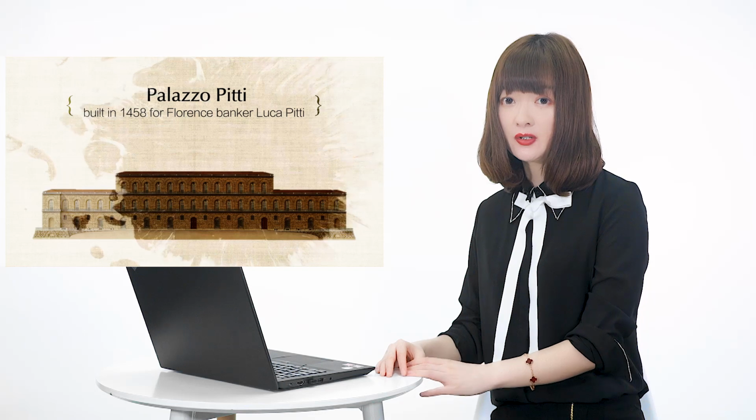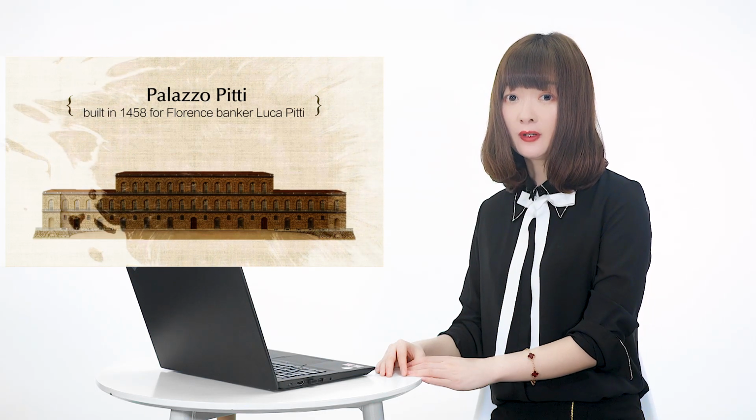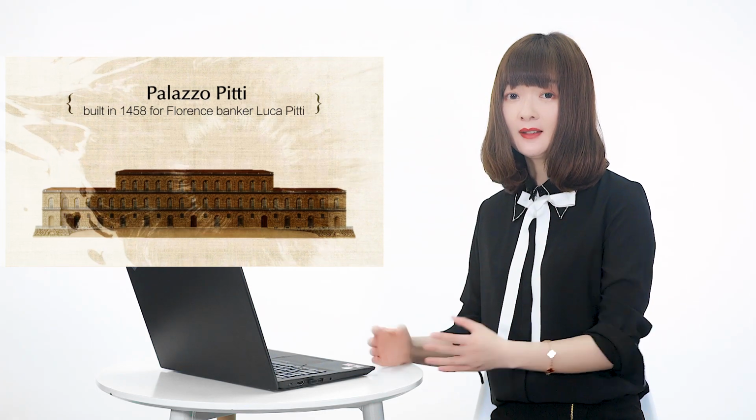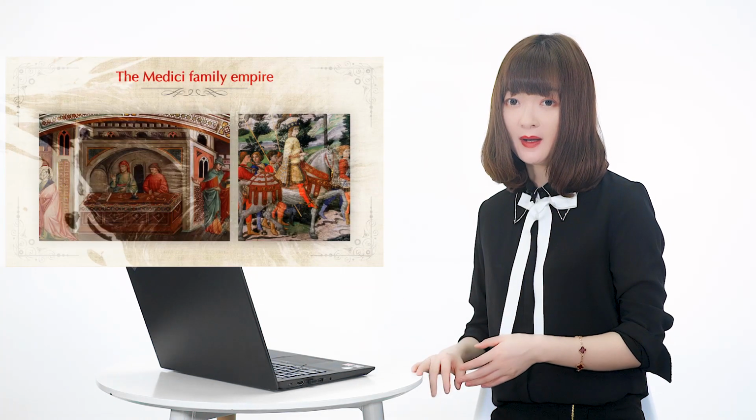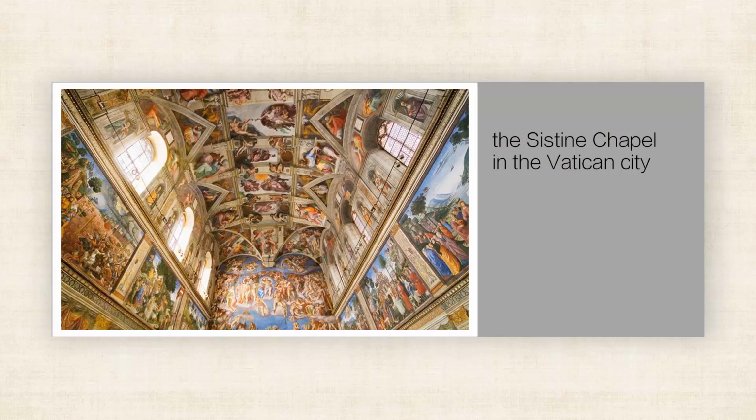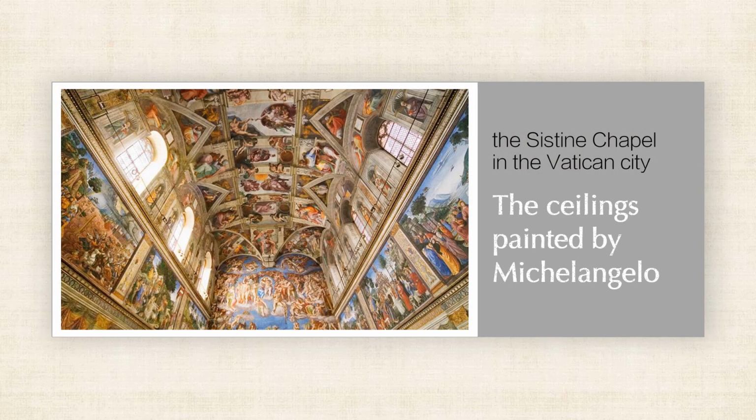Palazzo Pitti was originally built in 1458 for Florence banker Luca Pitti, and later became part of the Medici family empire. Another masterpiece was the Sistine Chapel in the Vatican City, which was remarkable for its ceilings painted by Michelangelo.